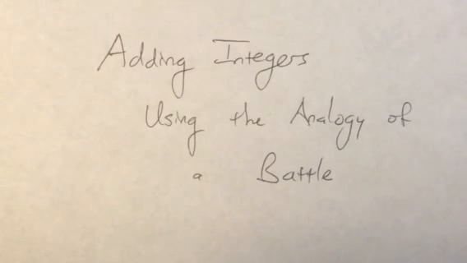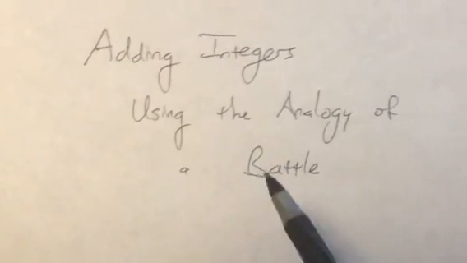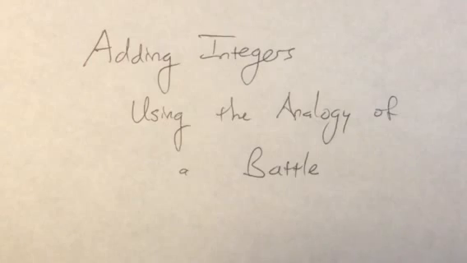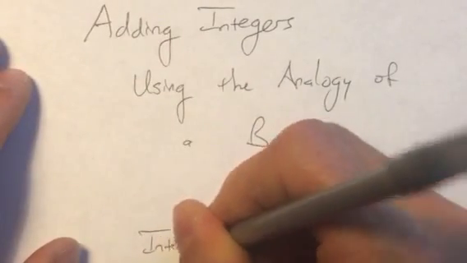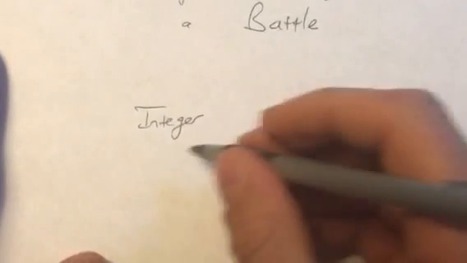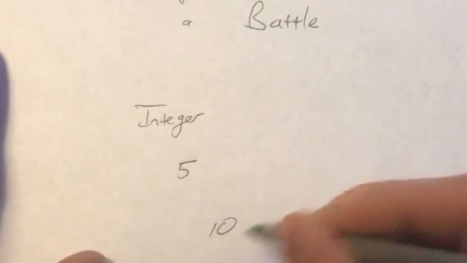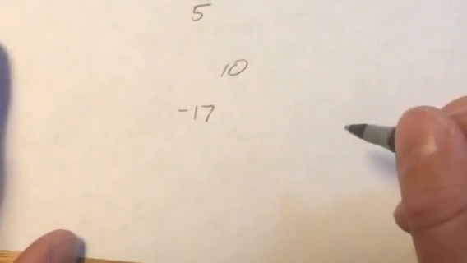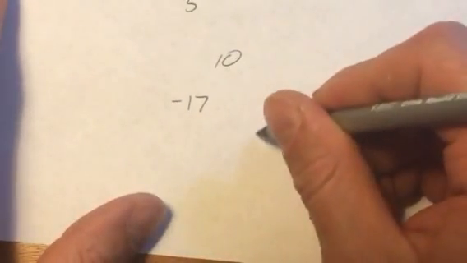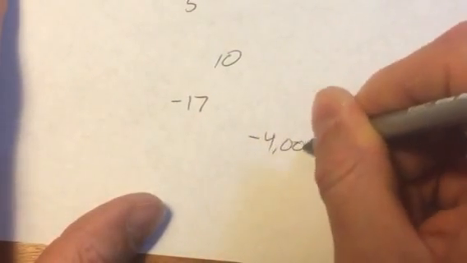Hello, everybody. Want to go over the concept of adding integers using the analogy of a battle. And just to review, an integer is anything like 5, 10, negative 17. Negative 4 million, right? Not an integer, anything with fractions and decimals. So anything with fractions and decimals is not an integer.